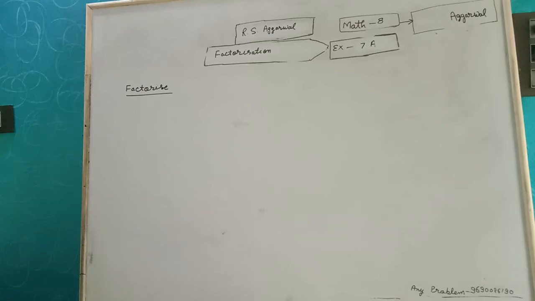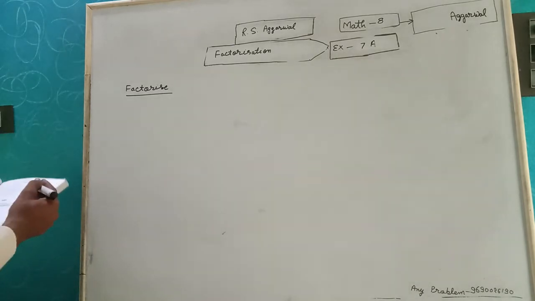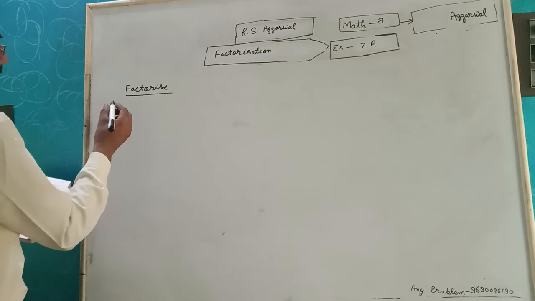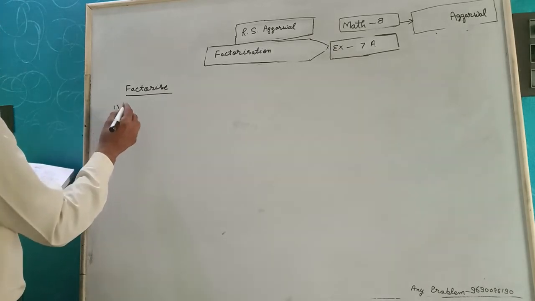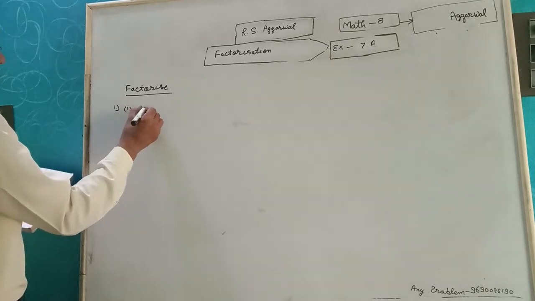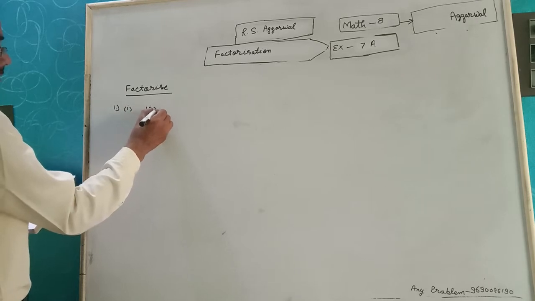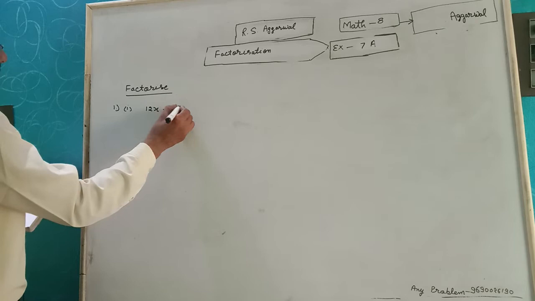8th class student, exercise 7A, factorization. First question, first part: 12x plus 15.